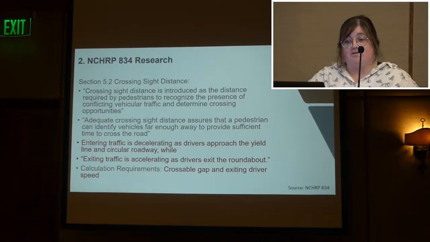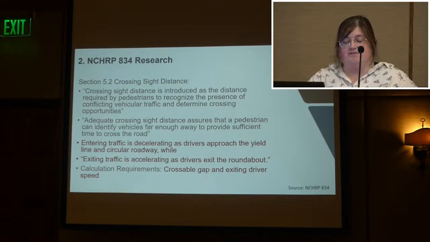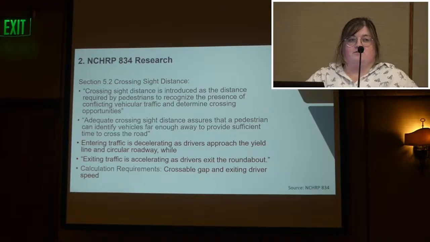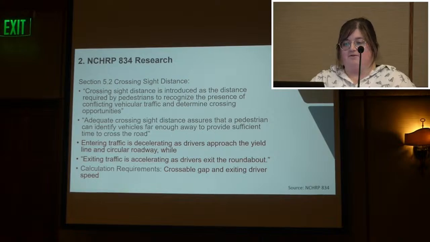When we're talking crossing sight distance, it is introduced as the distance required by pedestrians to recognize the presence of conflicting vehicular traffic and determine crossing opportunities. Adequate crossing sight distance assures that a pedestrian can identify vehicles far enough away to provide sufficient time to cross the road. Entering traffic is decelerating as drivers approach the yield line and circulatory roadway, while exiting traffic is accelerating as drivers exit the roundabout. So to calculate that distance, we would want the crossable gap and the exiting driver's speed.